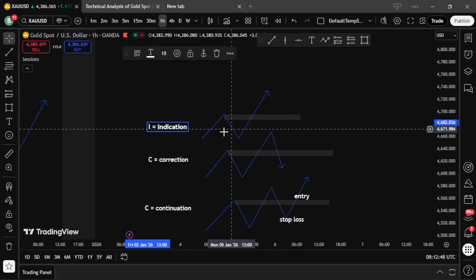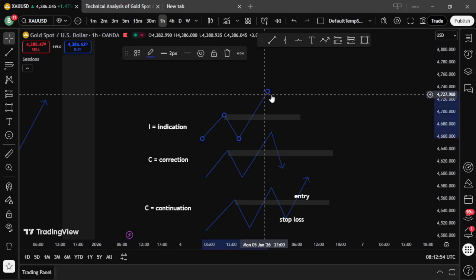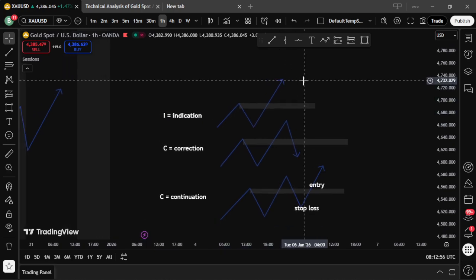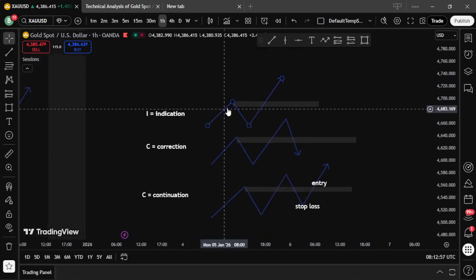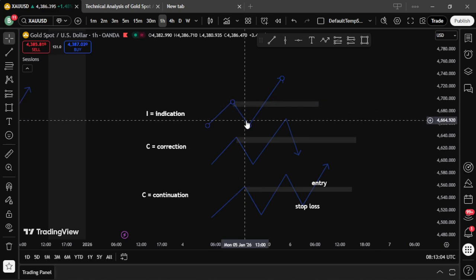So the break of structure is what you call the indication, or the higher high that is going to form. Now, why do you call it indication? We call it indication in the sense that you see over here there were sellers, right? Sellers were able to move the price from here to the bottom over here.